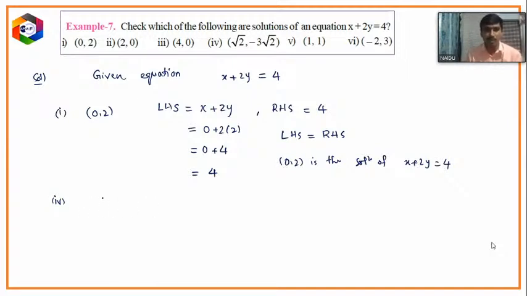So, I'm going to take one more question, which is a little bit tougher calculation-wise compared with the previous one. (Root 2, minus 3 root 2). Again, we have to verify whether it is a solution or not. Again, the process is the same. I have to calculate the LHS and compare it with the RHS upon substitution. Are these two equal?